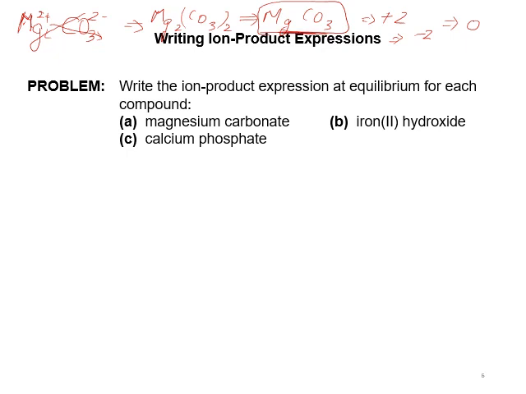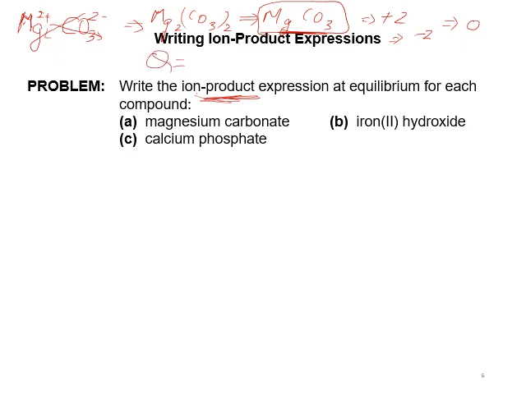Now this was kind of a review from before. If you need help with this, you should go back to your previous lecture and previous topics to figure out how you can come up with the formula of an ionic compound if you're given the name of that compound. So for magnesium carbonate, in this case, the question is what is the ion product expression?